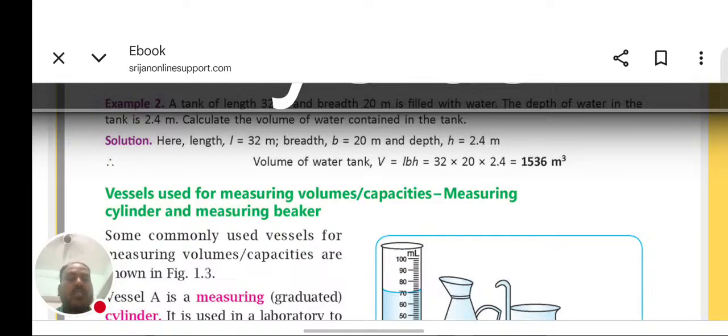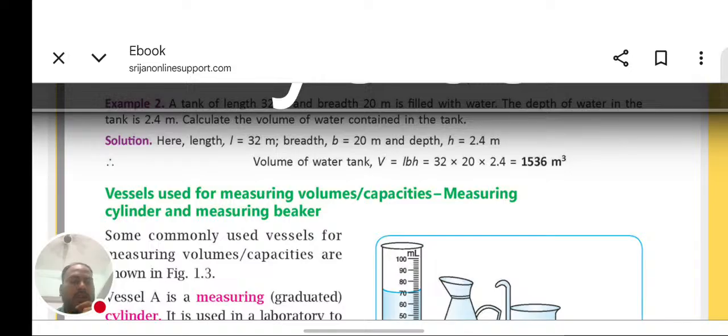Now next example is given. A tank of length 32 meter and width 20 meter is filled with water. Then the depth of water in the tank is 2.4 meter. Calculate the volume of water contained in the tank.